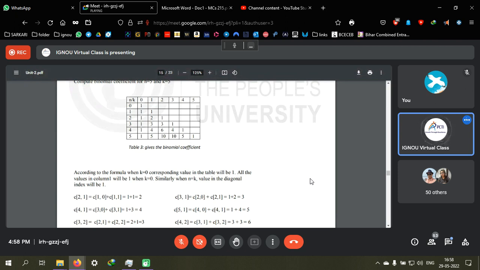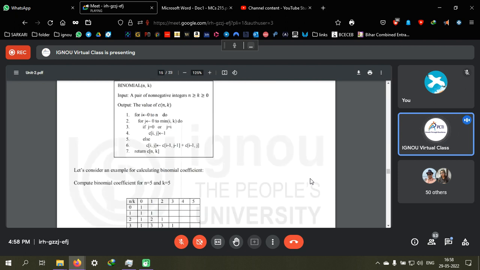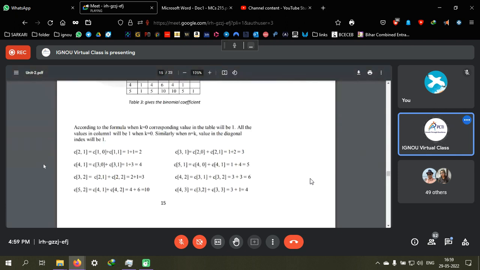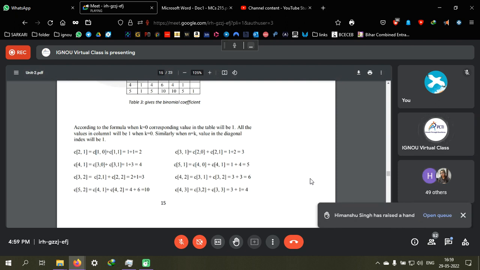Now we have to compute this value, 2, 1. The n value is 2 and the k value is 1. How can we compute it? Here is the formula: C(i, j) is equal to C(i minus 1, j minus 1) plus C(i minus 1, j). Here we have the i value 2 and the j value 1. So this is i minus 1 and j minus 1, and this is i minus 1 and j.